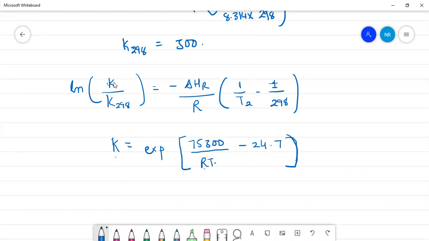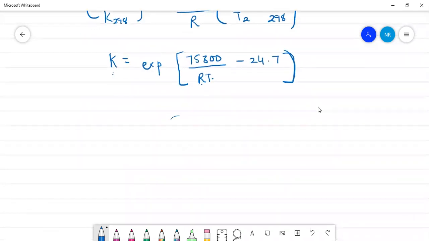So now we find the different values of K once I put in the different values of T and R. Then we get the value of K at different temperatures. This is a function of temperature T. Now we have to find the equilibrium conversion. How do we find the equilibrium conversion? Using this equation.